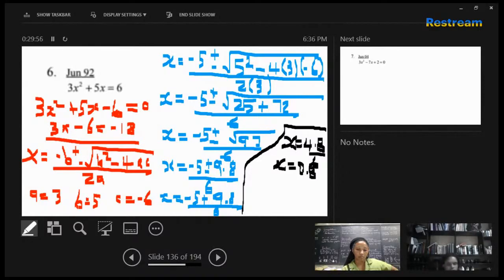The second x value is going to be x equals -5 minus 9.8 over 6. So -5 minus 9.8 is -14.8, divided by 6 is going to be -2.4.